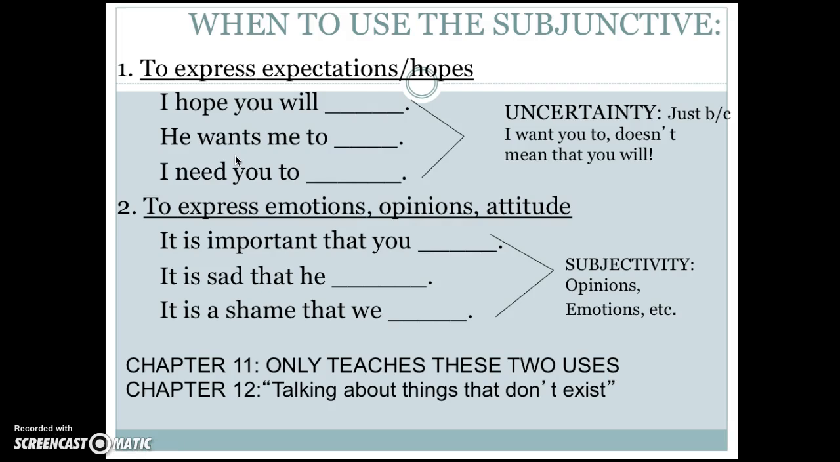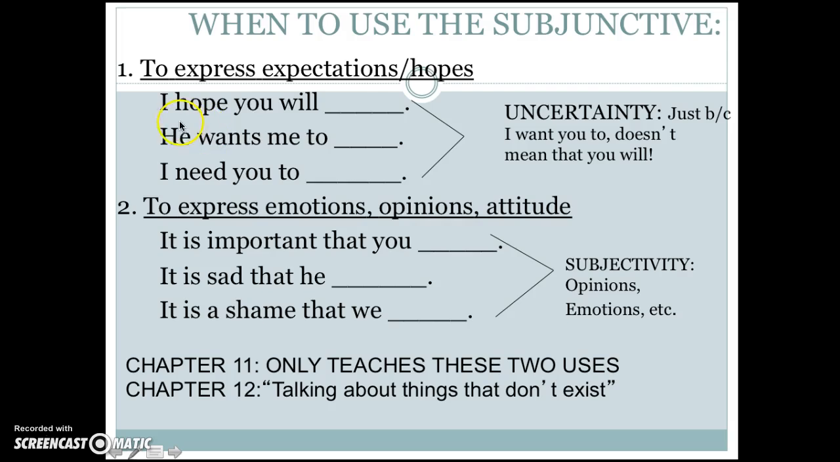So when do we use the subjunctive? Well, in the book, in chapter 11, the book describes this as we use it to express expectations and hopes. And in a different section, we use the subjunctive to express emotions, opinions, and attitudes. Again, we can think of these as being under the categories of uncertainty and subjectivity.